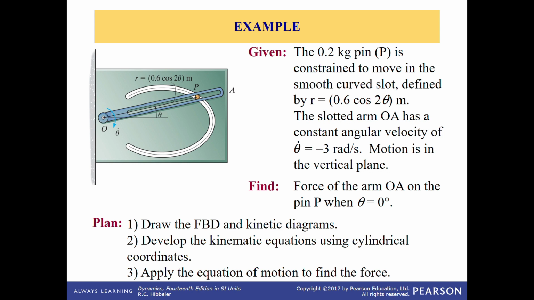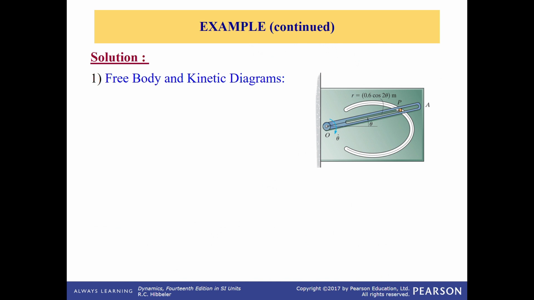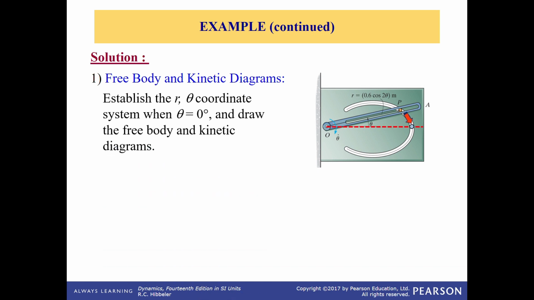So when we want to solve this question, first we need to draw the free body and kinetic diagrams. Please remember that you have to identify the axes. In this case, what are the initial coordinates of this particle? So establish the r and theta coordinate system when theta equals 0 degrees. It is in this position because theta is 0 degrees. And later you can draw the free body and kinetic diagram.